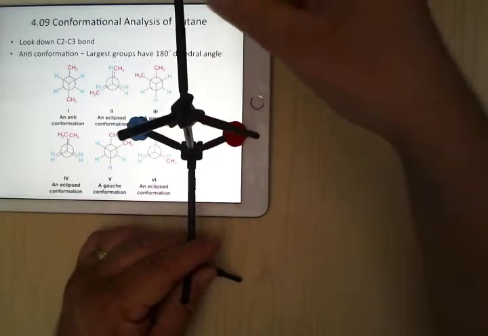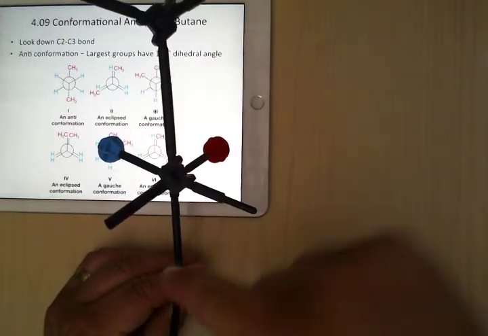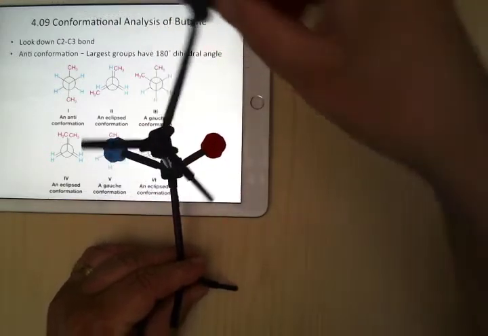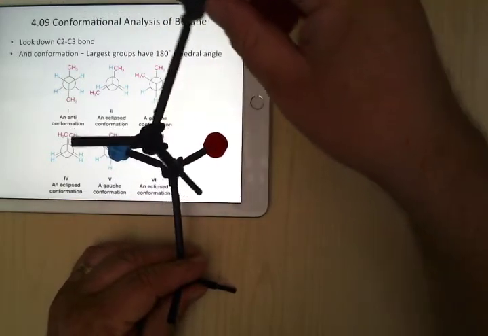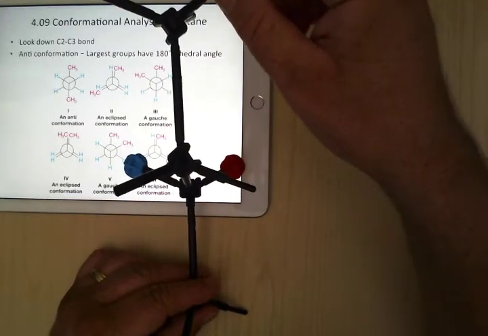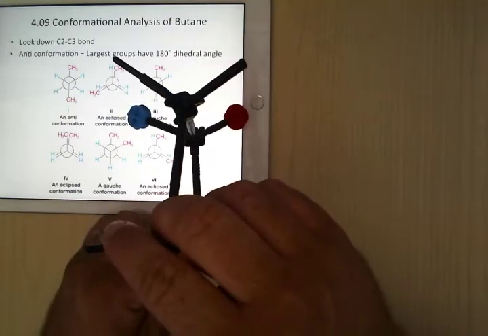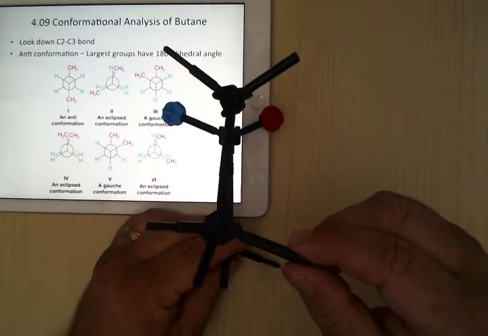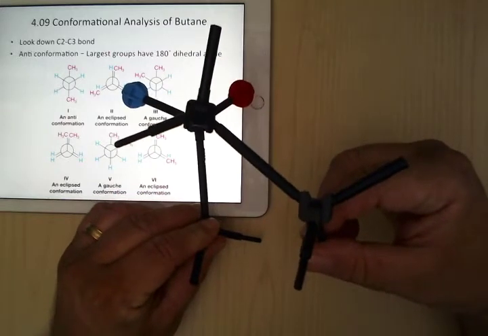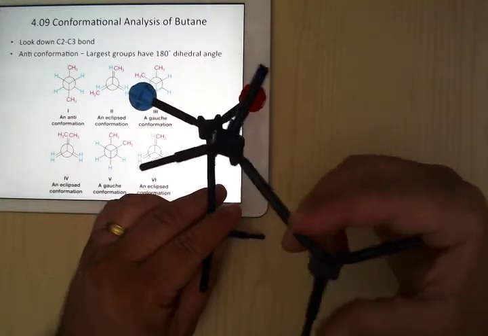So this is staggered, and this is actually a very special version of staggered. It's what's called anti. So the big groups are 180 degrees from each other. As you rotate around, we're going to hold the back one fixed. So this is the anti version of staggered, and then eclipsed, anti, eclipsed. But even when they're like this, they are staggered. Okay, it's actually going to be okay.